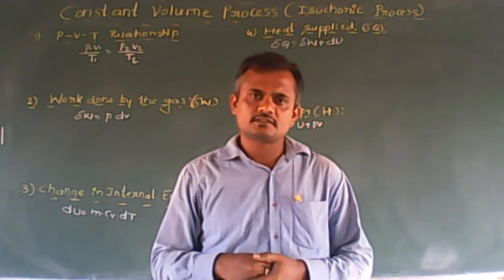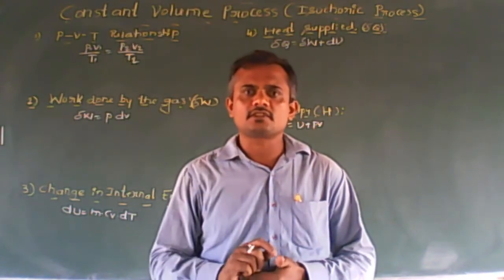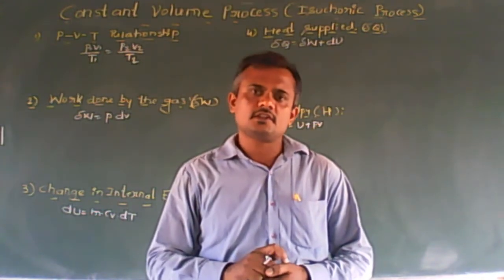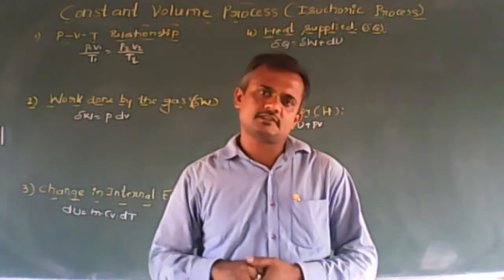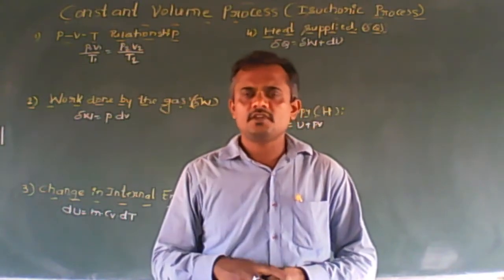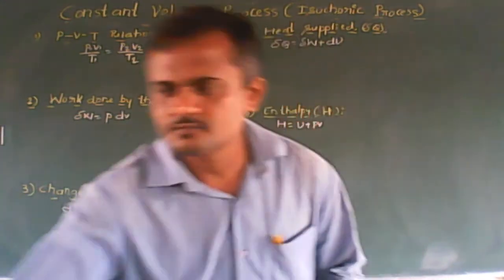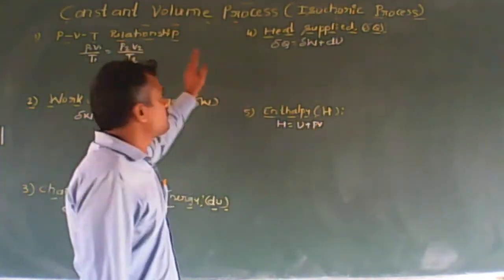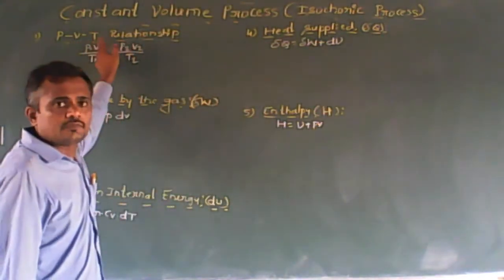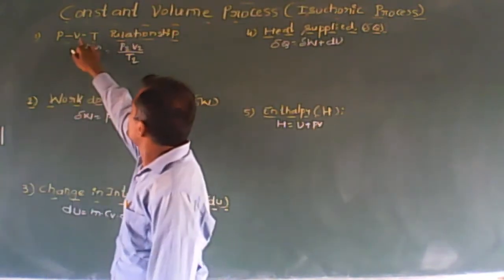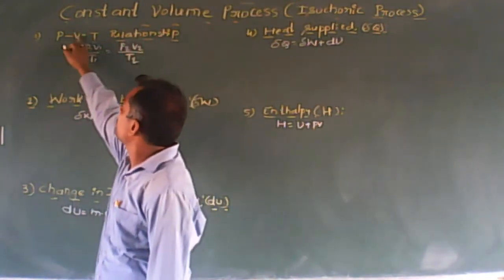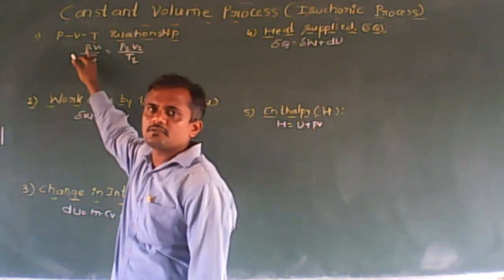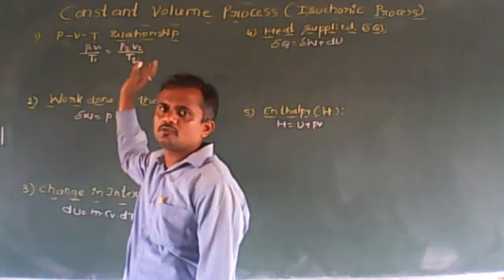So let us discuss one by one, and you try to remember these 5 equations, which will be helpful for solving the problems. If you remember these 5 equations, problems will be very easy. So let us solve the relationship. First, that is pressure volume temperature. In this PVT relationship, I have already written that P1 V1 by T1 is equal to P2 V2 by T2.